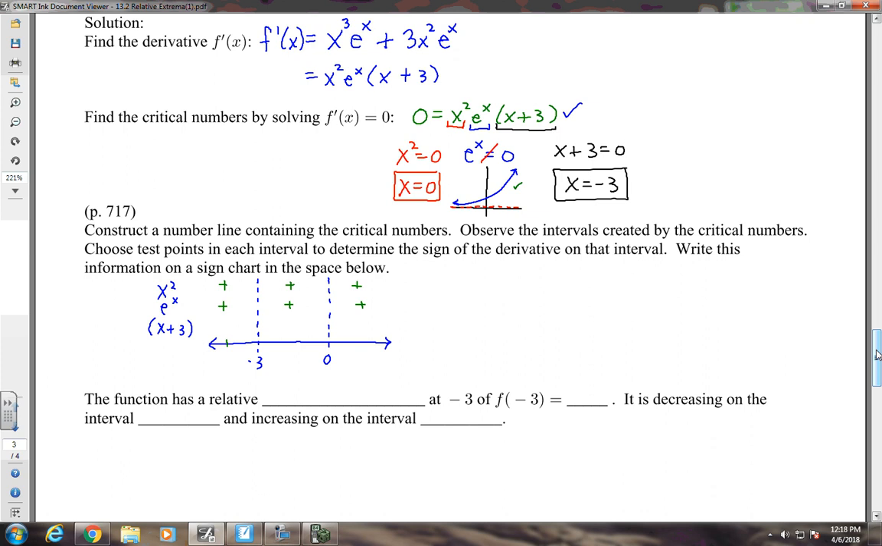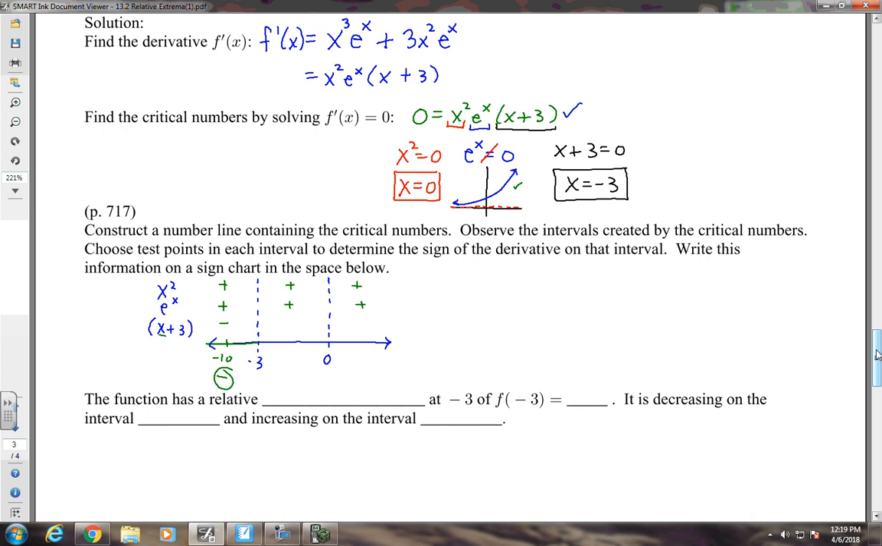So what is your favorite test point less than -3? Did you say -10? I don't know. Maybe you said -4, right? Anything less than -3 would work. When I plug that test point in for x, I evaluate -10 plus 3. I observe the result is negative. So a positive times a positive times a negative gives me a negative derivative. So we know that it's decreasing on that interval.